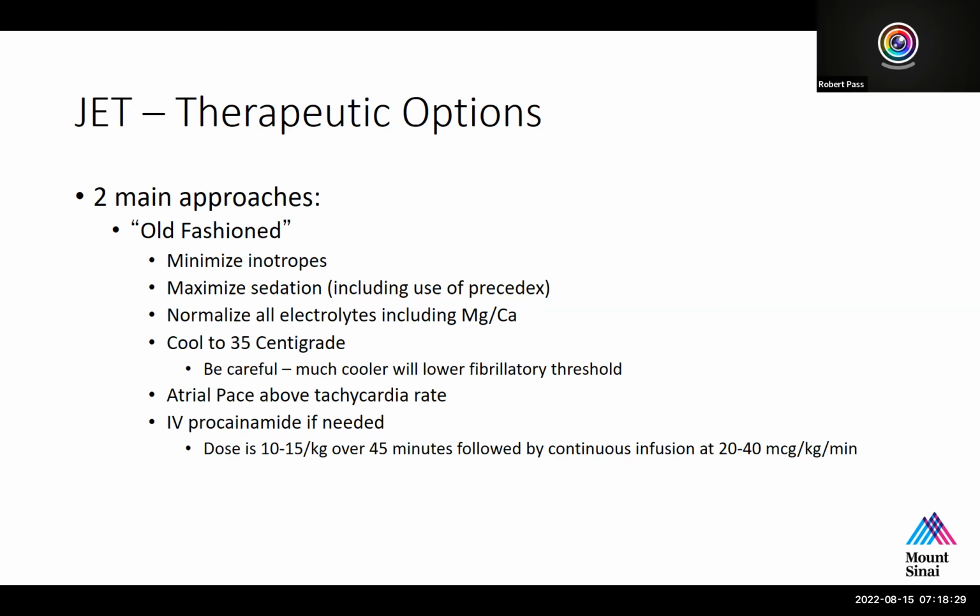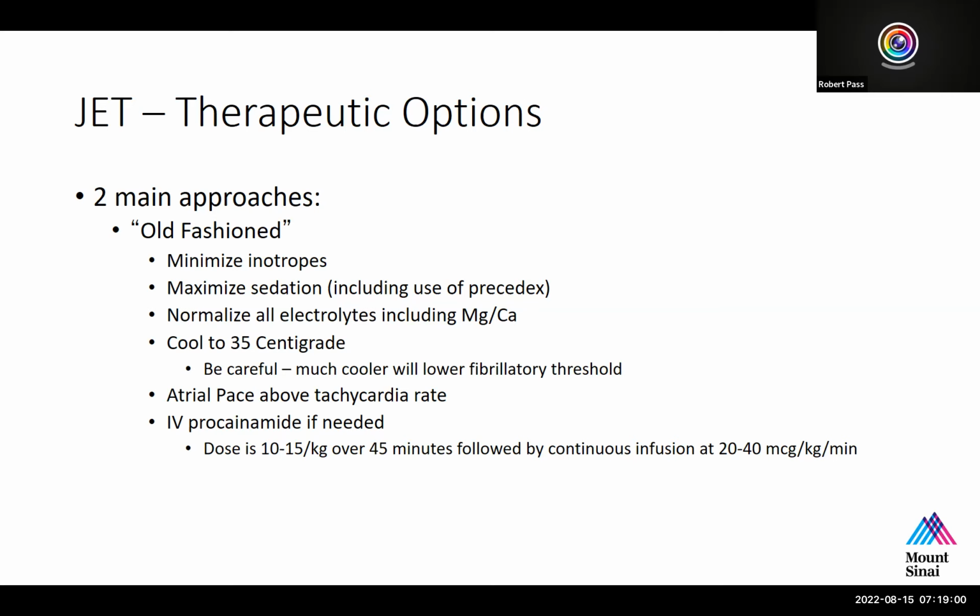It's always important to normalize all of the electrolytes, and of course, you're always taught to check everything, including the magnesium and calcium, but I'll be honest in saying it's exceptionally rare that I've observed those to be abnormal in this setting. Now, in the old-fashioned approach, we would cool the patient to 35 degrees centigrade. Now, whether one is going to use a more novel approach, which is going to be amiodarone, or the old-fashioned approach, keeping a patient cool is always a good idea.